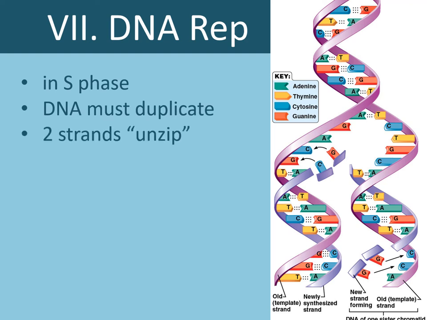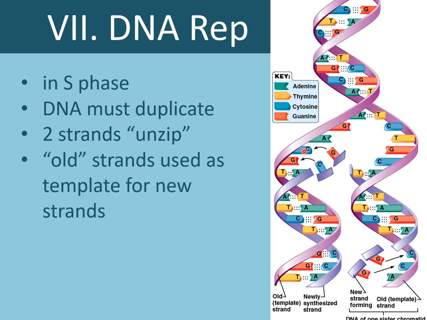As an individual base is exposed on an old strand of DNA, a new strand is made directly on that old strand. The new strand must follow the base pairing rules. A's always pair with T's, and G's always pair with C's.